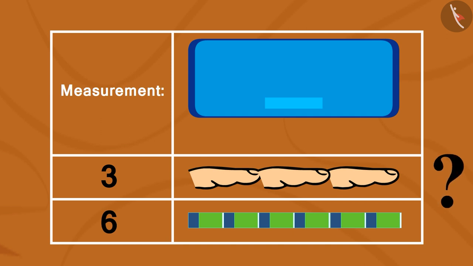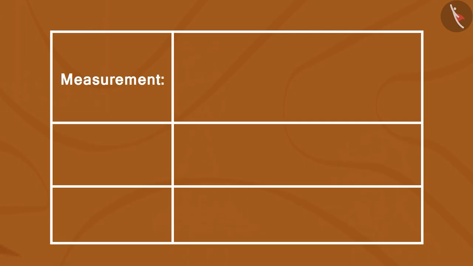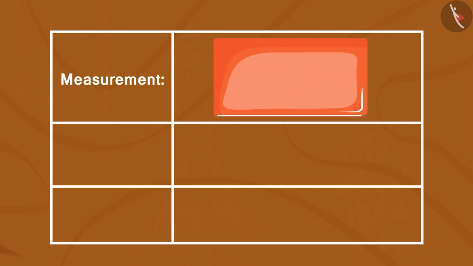Why do you think there is a difference between measurement by finger and rubber? Children, now you also take an object like a book and measure that object once with a finger and then with a rubber and make such a table and compare the measurements taken by writing it in your notebook. Tell your family members and friends why there is a difference in the measurements.